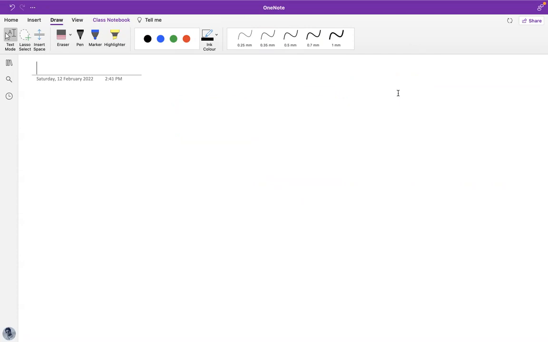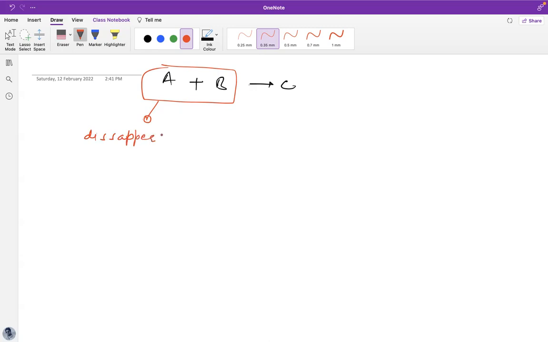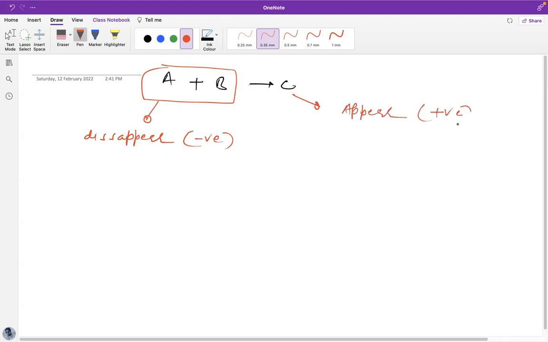Okay, now one more thing I want to tell you. Suppose you have a reaction A plus B equals C. In any chemical reaction, the reactant will always disappear, and it has a negative sign. The product will always appear, and that will have a positive sign. So for this type of reaction, the rate of disappearance of reactant is always equal to the rate of appearance of product.